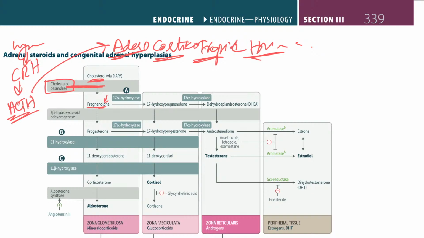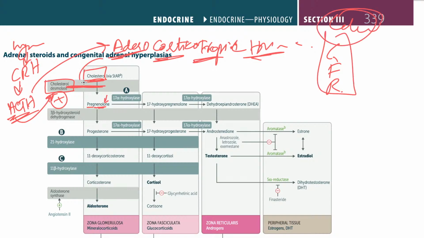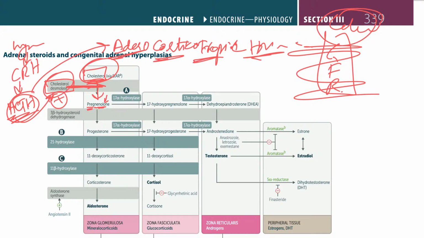That ACTH goes on the adrenal cortex and stimulates cholesterol desmolase that converts the cholesterol. If you recall, we talked about how all the steroid hormones are made from cholesterol. This is what we mean. The rate limiting enzyme here is going to be your cholesterol desmolase, and it is stimulated by ACTH. When you stimulate it, it converts into pregnenolone.